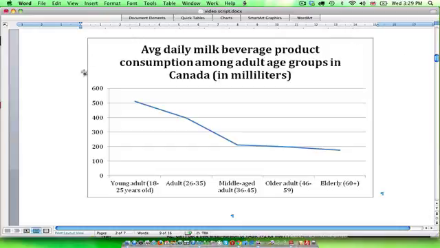This entire graph is one data source. Within the graph, we see a line that is showing a downward trend. So as a person ages in Canada, they consume less milk products. This line is a data trend.